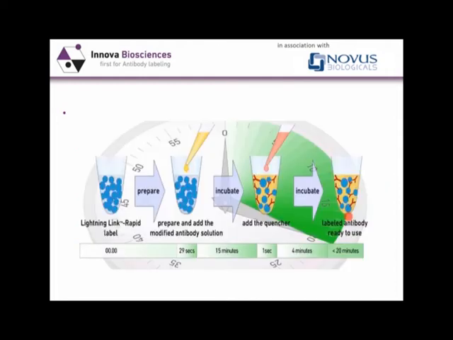More recently, Innova have been able to further develop these kits to reduce the time from a 3-hour time scale actually down to something less than 20 minutes with a wide range of their kits. The process is exactly the same. You start with the Lightning Link label, modify the antibody, incubate for 15 minutes, stop the reaction, and you have your antibody ready to use. You can literally have a conjugated antibody ready to use in less than 20 minutes in the laboratory.